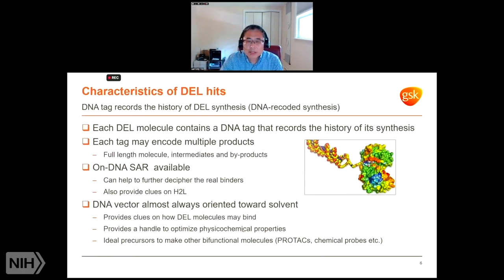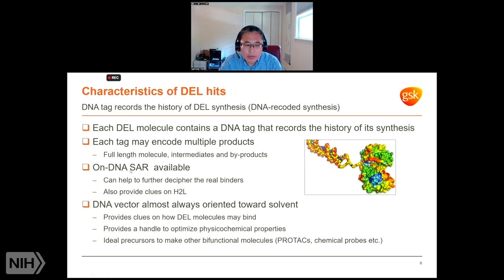So here are some characteristics of DEL hits. I'm mostly focused on DNA-recorded chemical synthesis. There are many flavors, and this is the DNA-recorded synthesis method most commonly used in the pharmaceutical industry. So it's obvious that each DEL molecule contains a DEL tag that records the history of synthesis. Because of this, each tag may encode multiple products, for example, including the full-length molecule, intermediates, and maybe byproducts.